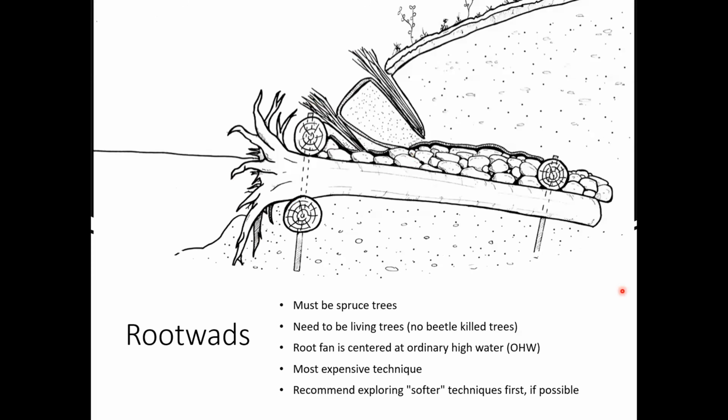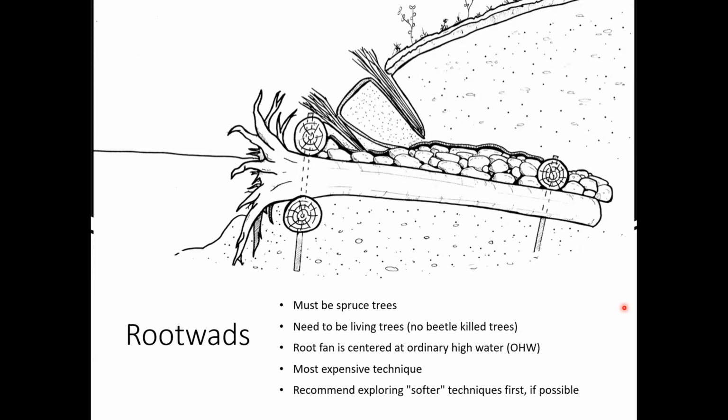We'll start with root wads, the most robust bioengineering technique that we currently have. As you can see, we've got a side view of what root wads look like installed with a brush layer. Over here, you've got your ordinary high water. You've got a brush layer, which is a soil encapsulated lift with willows, and then a vegetative mat up top. When you're doing root wads, they must be spruce trees. The reason is that spruce trees don't rot as quickly as other trees. They hold up. They need to be living, not beetle-killed trees or highly infested trees.